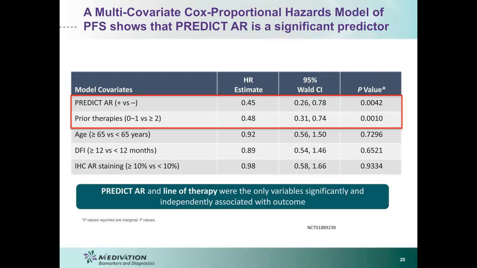In a multivariate analysis, utilizing both the PREDICT-AR model as well as age and IHC, we see again that the PREDICT-AR model provides significant predictive value with the hazard ratio of around 0.45, second only to number of prior therapies, with 0 or 1 prior therapies being beneficial in this cohort.